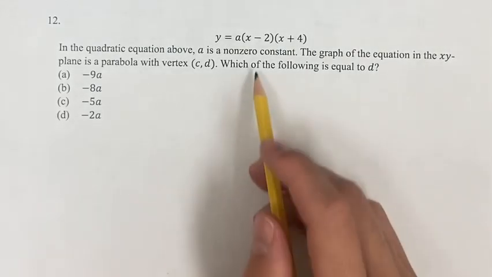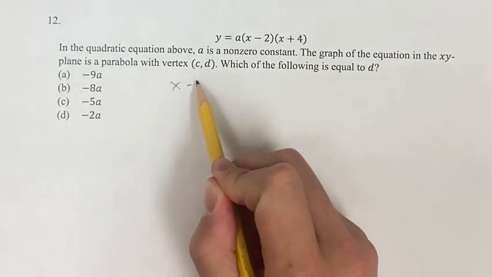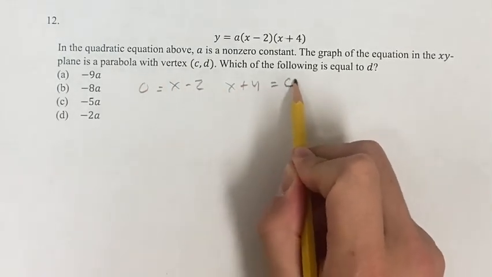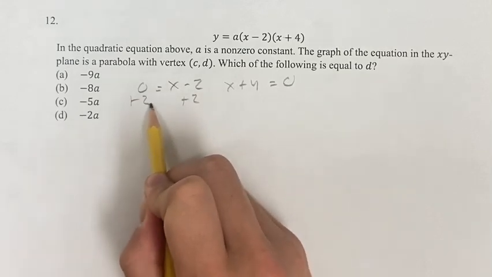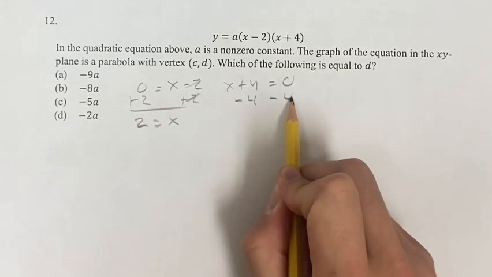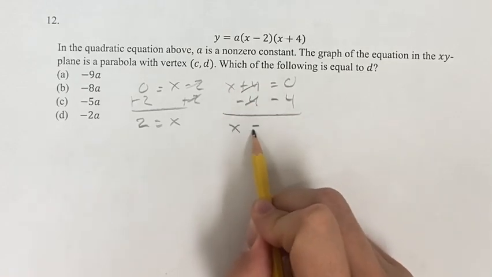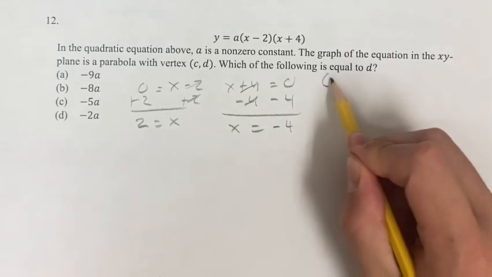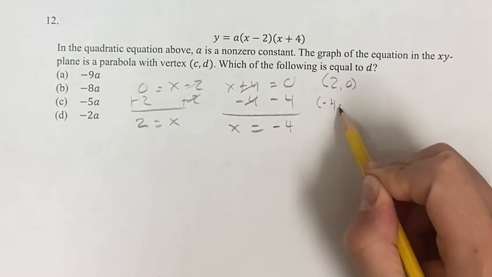We can do that given that we have these two factors, x minus 2 and x plus 4. If we set these equal to 0, we get x is equal to 0 plus 2, which is 2, and x is equal to 0 minus 4, which is negative 4. And these are the two x-intercepts of the graph, right? So we have (2, 0) and (negative 4, 0).